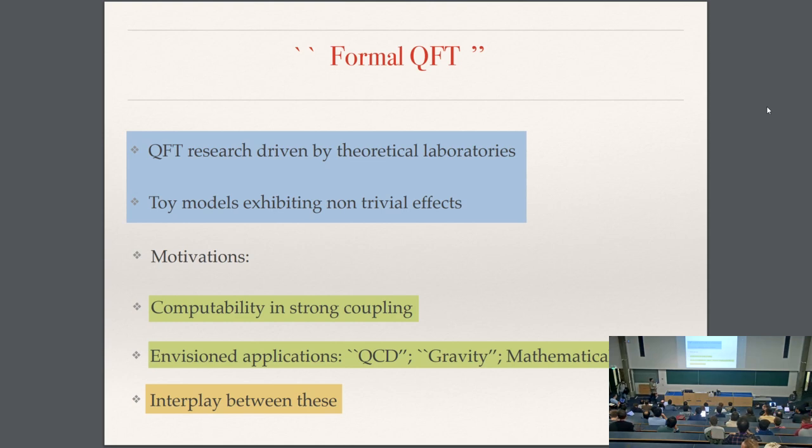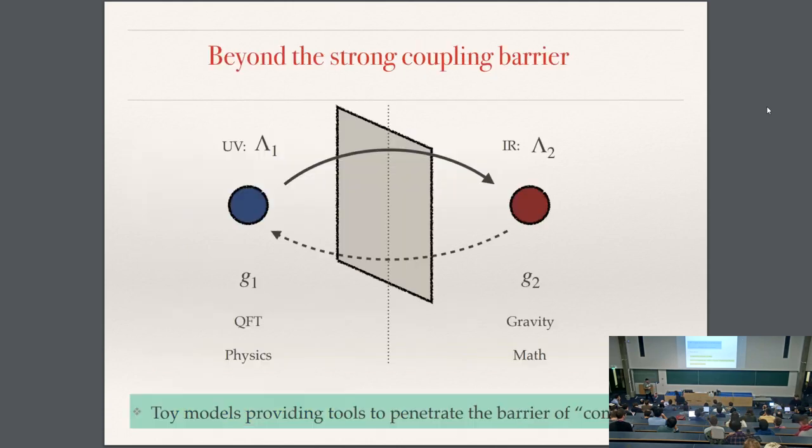But in general, I think most people will agree that this is research driven by theoretical laboratories, some toy models exhibiting some non-trivial effects, with various motivations depending on different people: computability and strong coupling, some envisioned applications, and maybe interplay between these different motivations. My motivation will be to understand physics beyond these strong coupling barriers.